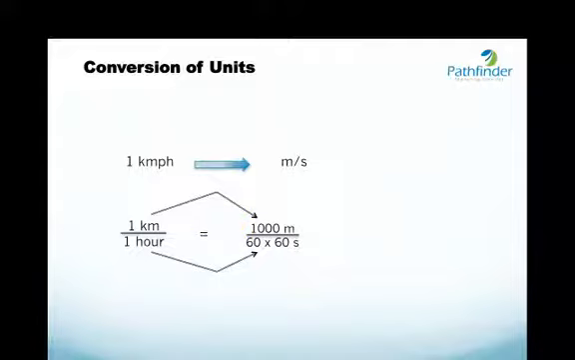And on simplifying 1000 meters upon 60 into 60 seconds, you will get 1 kilometer per hour is equal to 5 by 18 meters per second. So this is a simple process. Now students can simply remember the value 1 kilometer per hour is equal to 5 by 18 meters per second. But sometimes you might be required to convert in units other than meters per second, and that is when the same method will be applicable.